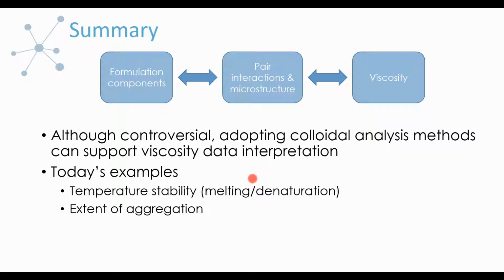So just a quick review then, it seems to be beneficial when we're looking at some of today's examples, in this case model proteins, for the temperature stability, and then also the extent of aggregation that we get in the bovine gamma globulin as we introduce various salts and adjust the salt concentration.